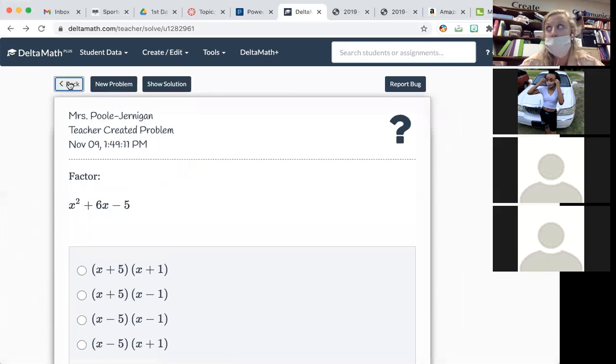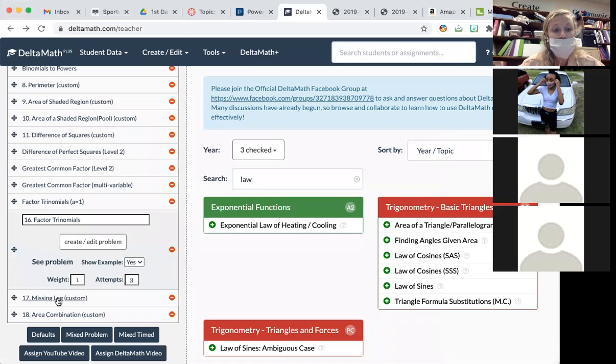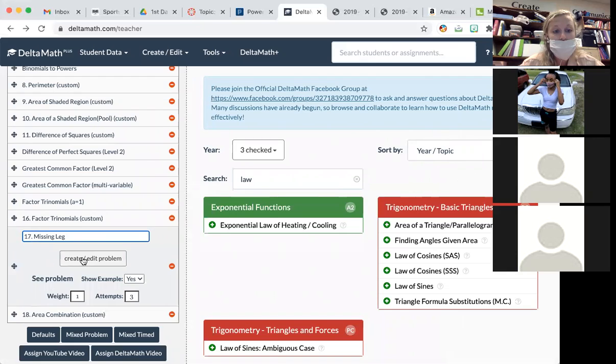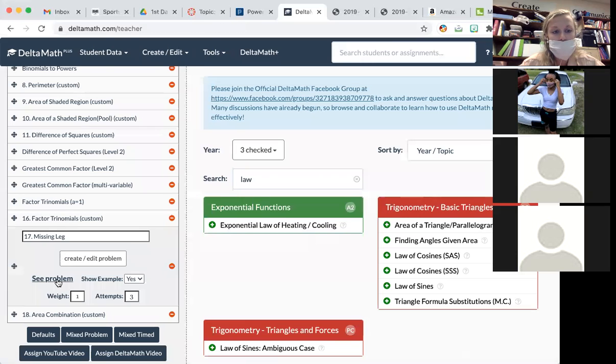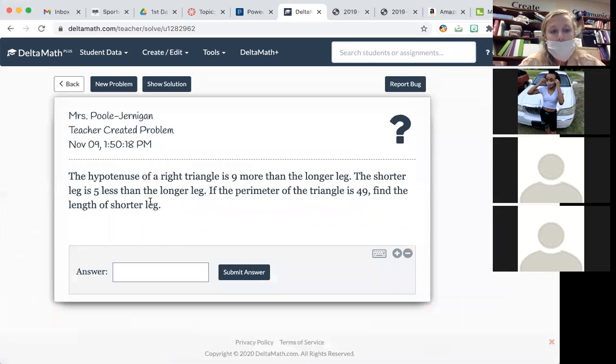We are almost done. Oh, look at that. It is pretty. All right. So the hypotenuse of a right triangle is 9 more than the longer leg. Y'all can still hear me, right? Yeah. Okay. Sorry. All right, I'm going to draw it. Hypotenuse of a right triangle. So let's draw it out.